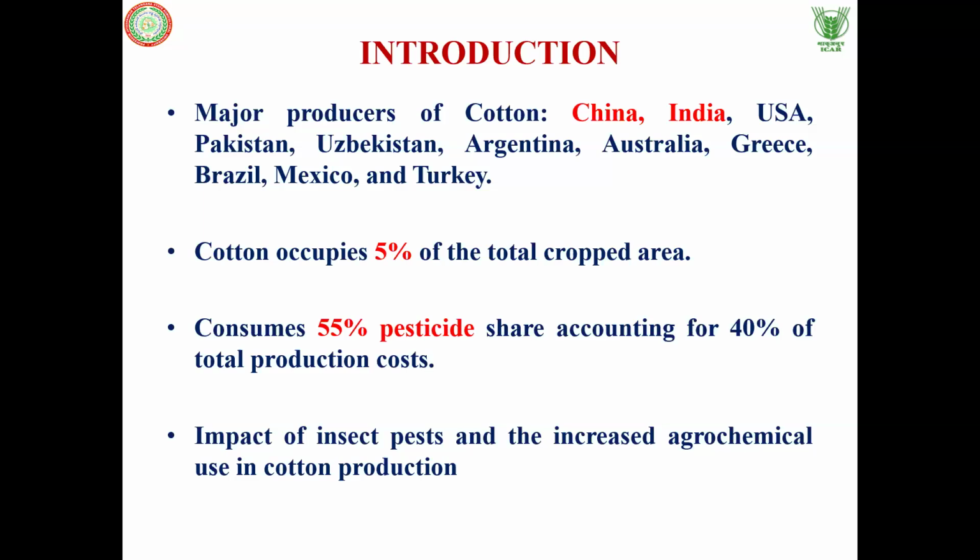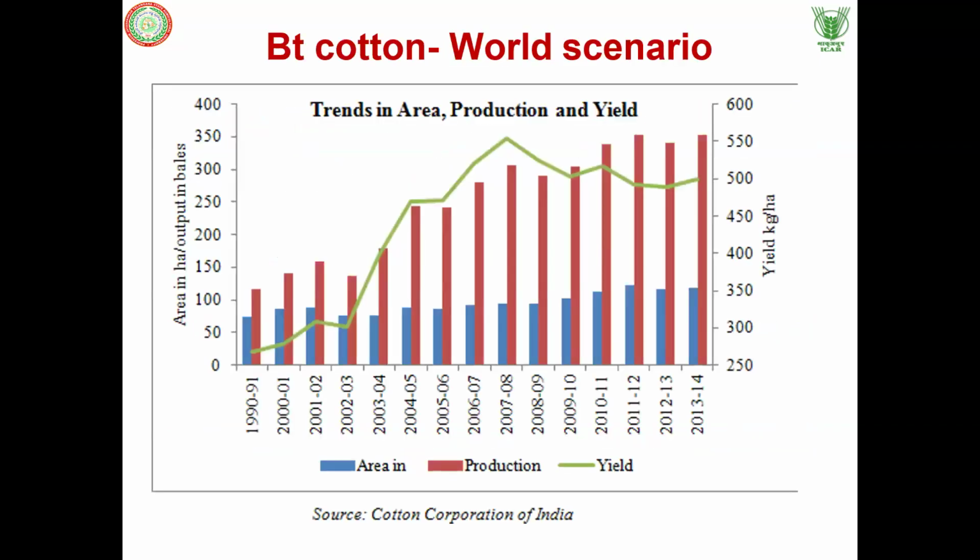These insects and pests cause huge damage. For managing these pests and diseases, farmers are using huge quantities of pesticides. To reduce the incidence of these insect pests, the Government of India brought in BT cotton. BT cotton is nothing but Bacillus thuringiensis cotton. In India, two cotton hybrids are approved: BG1 and BG2. BG1 was approved in 2002, and BG2 in 2006.